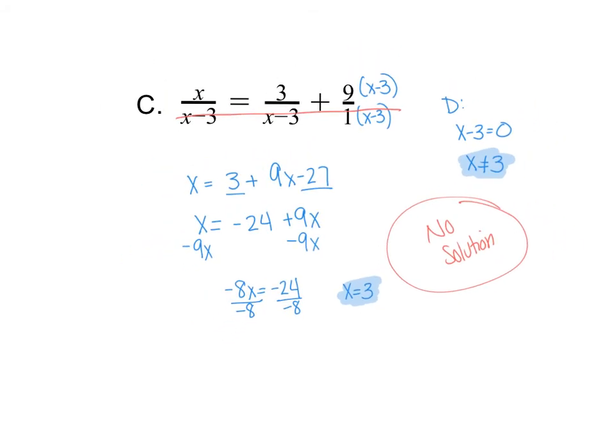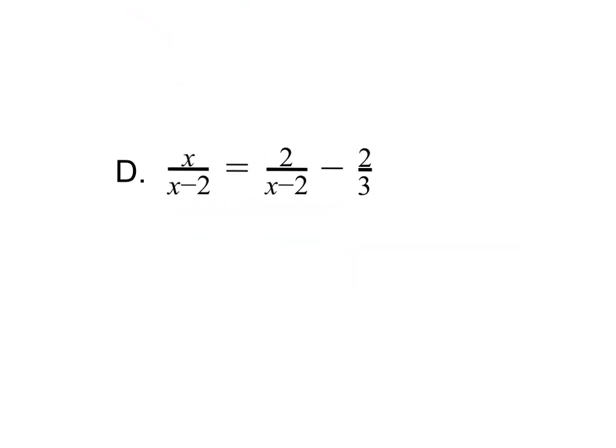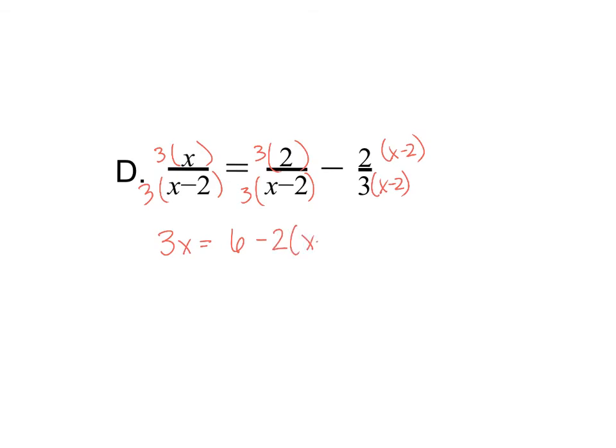All right, letter D, let's give that one a shot. I'll give you a second to copy it. The first one needs a 3. The second one also needs a 3. And the last one needs an x minus 2. So my top is 3x equals 6 minus 2 times x minus 2. So 3x equals 6 minus 2x plus 4. I add my 2x to both sides. So 5x equals 10, x equals 2.